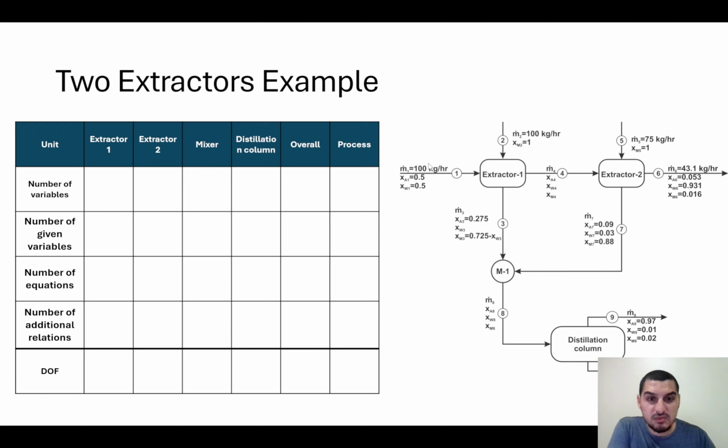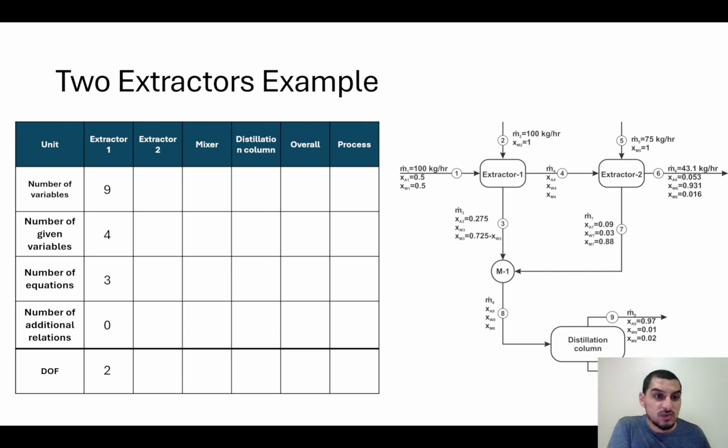So for extractor 1 we have 1, 2, 3, 4, 5, 6, 7, 8, 9, 10. So we have 10 variables. The number of given variables is 1, 2, 3, 4. We have 4 given variables. The number of equations is three, and the number of additional relations is 0. So this is 9 minus 7, which is 2.